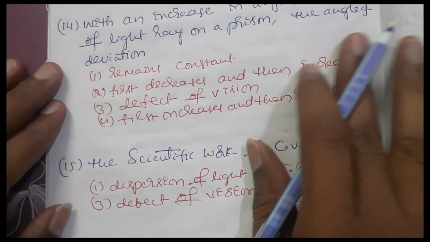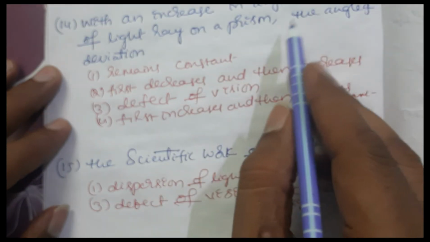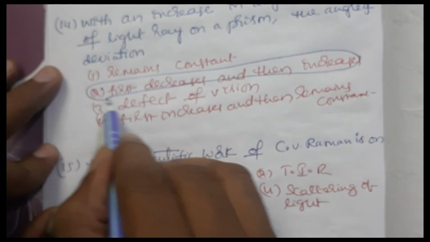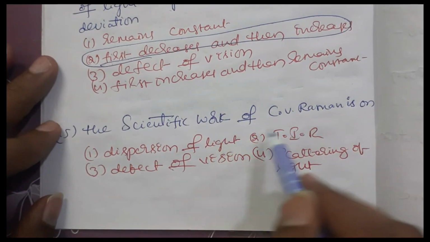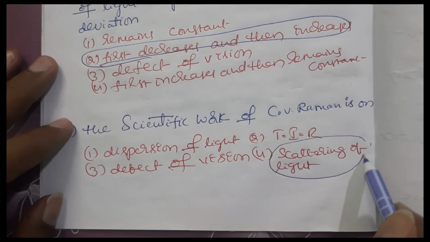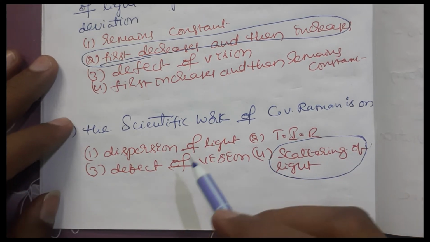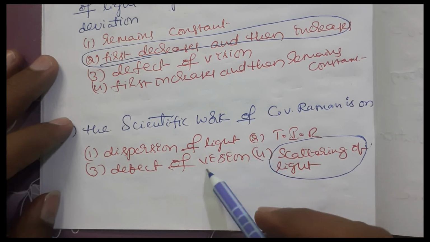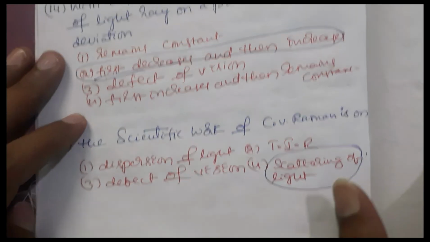Next, the 14th one students. With an increase in the angle of incidence of a light ray on a prism, the angle of deviation first decreases, then increases. Students, this is an important one. Next, the scientific work of C.V. Raman is on scattering of light. So the Raman effect is also known. When the frequency of the light scattered by liquids differs from the frequency of the incident light, that is called the Raman effect. So C.V. Raman researched on scattering of light.